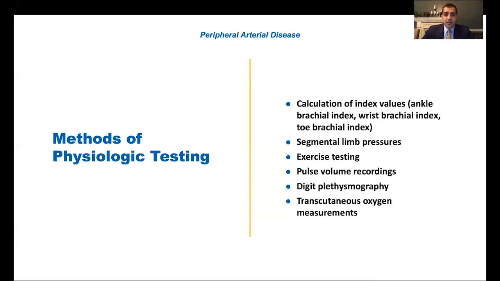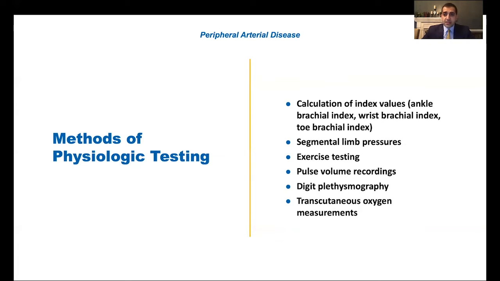So again, the physiologic testing is the how. So how does the blood flow, how do blockages affect the blood flow? And then there's anatomic testing, which actually visualizes these vessels. And that includes the common things that we know, which are CTs, MRIs, et cetera.